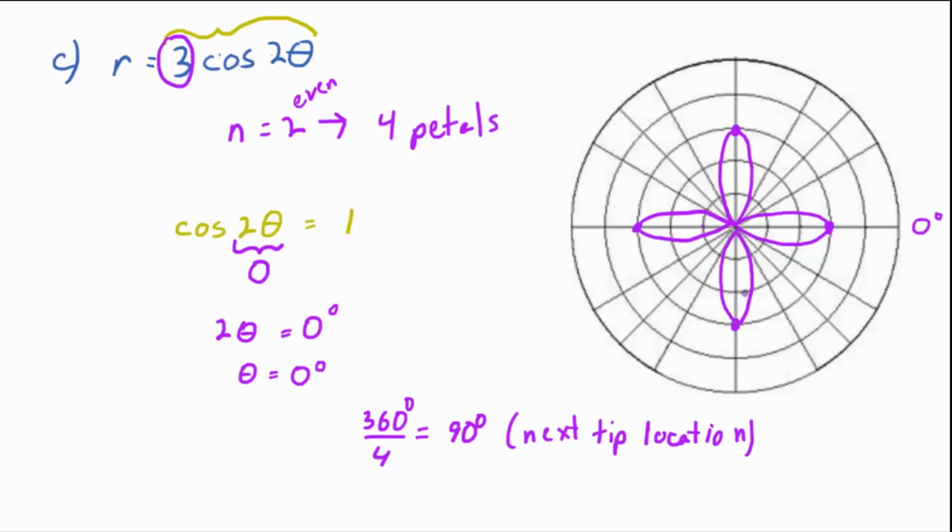Now, it's a little bit more difficult if it's sine instead of cosine. If it's sine of 2 theta, so let's say r equals 3 sine of 2 theta, then what's the biggest value of sine? It's also 1, right? But it occurs at 90 degrees. So instead of setting 2 theta equal to 0, you'd set it equal to 90, and you'd get theta equal to 45. So instead of putting this first tip at 0, you'd put it at 45, and then use the same trick and rotate 90 degrees to get each subsequent tip.